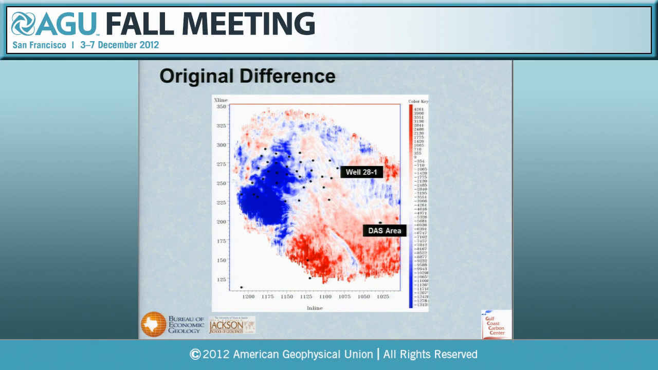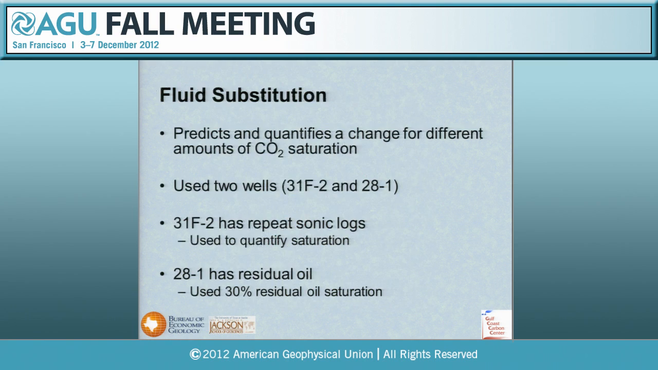When we originally differenced the two data sets, you could see a similar pattern anomaly to what was done initially. This is the location of the 28-1 well, and this is the location of the DOS area, the detailed area of study, which are the two locations used for analysis in this case. The blue represents the residual oil and gas, just set to a different color bar to stay standard for this entire presentation.